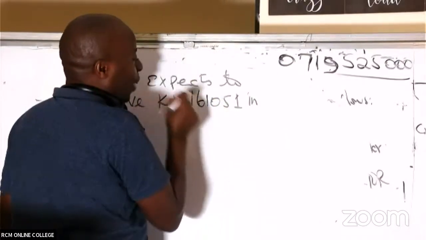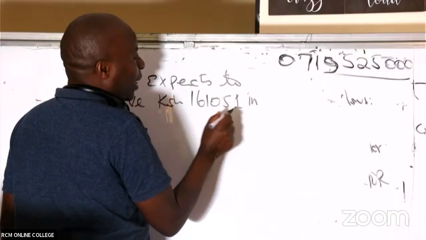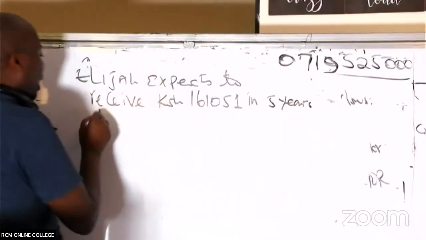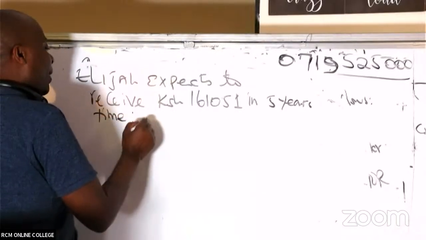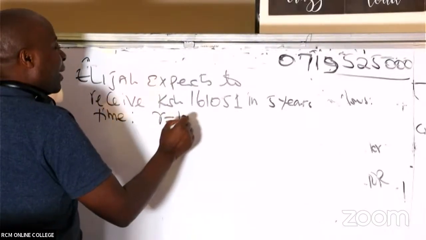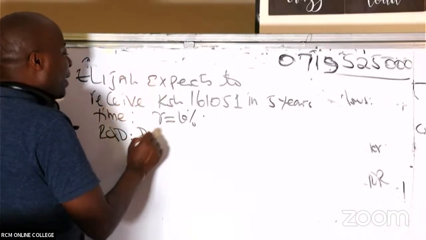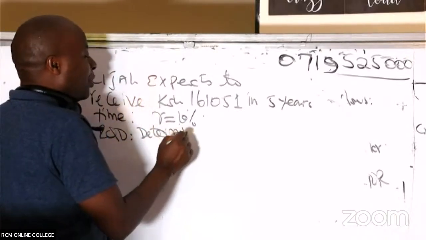Kenya shillings 161,051 in 5 years' time. And then the R provided is 10%. Then we are required to determine the total present value.